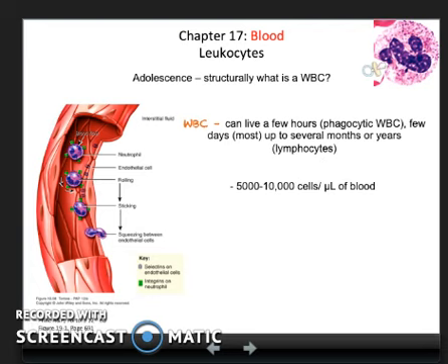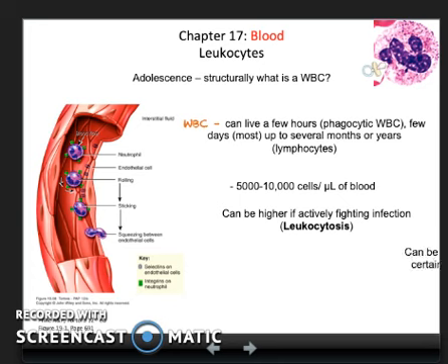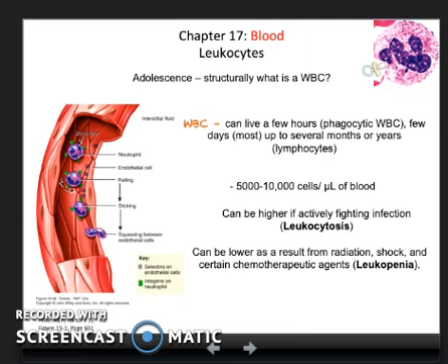There's very few white blood cells in blood, which you saw in lab. They're pretty hard to find. They can be higher if we're actively fighting an infection. On the opposite end, they can be lower as a result of radiation, shock, and certain chemotherapeutic agents that can reduce those numbers. At any given time, approximately 2% of the white blood cell population is in circulation. The vast majority are in skin, lungs, lymph nodes, and spleen, and they're residents there. They stay there.